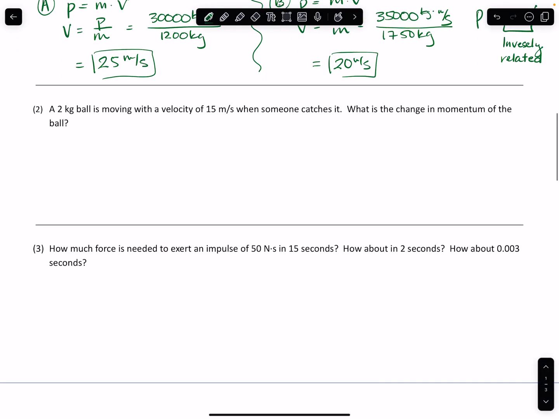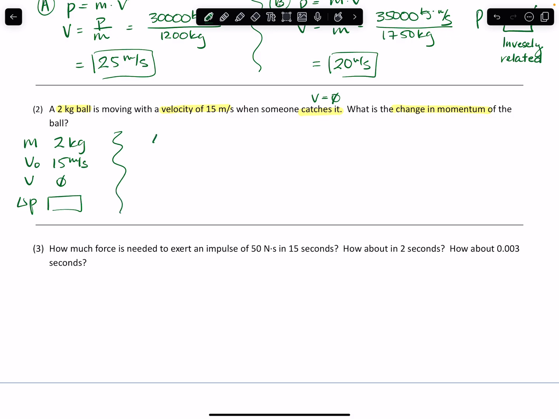All right, let's try another one. A 2 kilogram ball is moving with a velocity of 15 meters per second when someone catches it. What is the change in momentum? All right, so I've got a mass, I've got an initial velocity, hopefully a final, and I'm looking for change in momentum. All right, so mass of 2 kilograms, an initial velocity of 15 meters per second. And if someone catches it, I'm going to assume that that final velocity must be 0. So what is my change in momentum? All right, so change in momentum is mass times change in velocity, which is v final minus v initial.